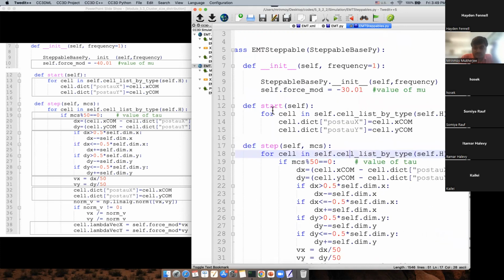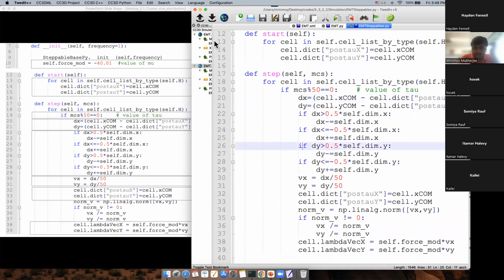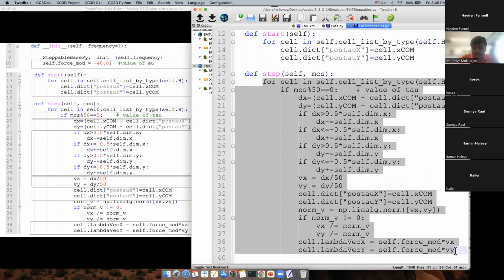No, first, in the start function, you need to store this center of mass data. And then in the step function, you need to update the polarity direction.